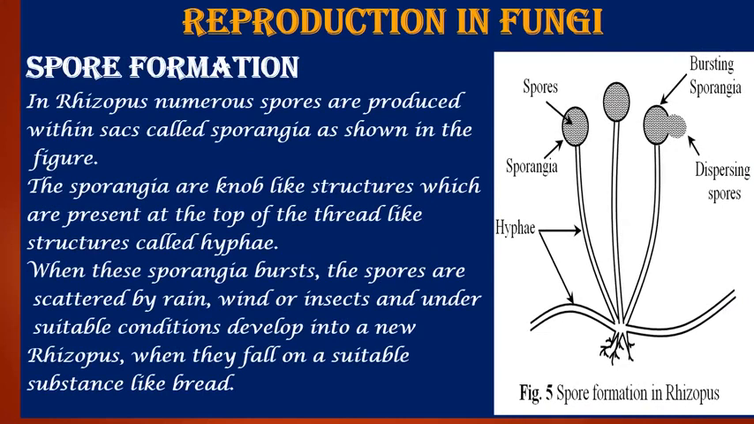In Rhizopus, numerous spores are produced within sacs called sporangia, as you can see in the figure. The sporangia are knob-like structures which are present at the top of the thread-like structures called hyphae. When these sporangia burst, the spores are scattered by rain, wind, or insects and under suitable conditions develop into a new Rhizopus when they fall on a suitable substance like bread.